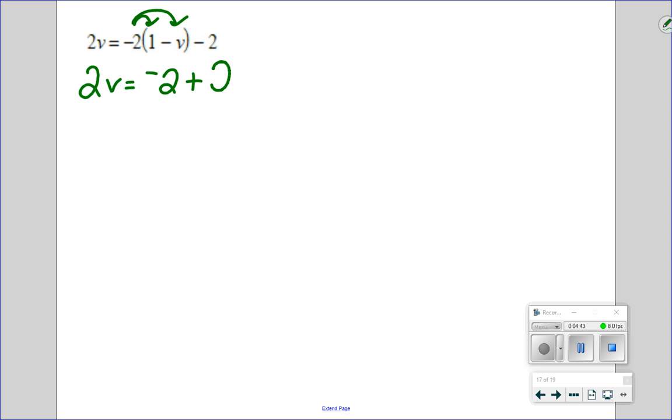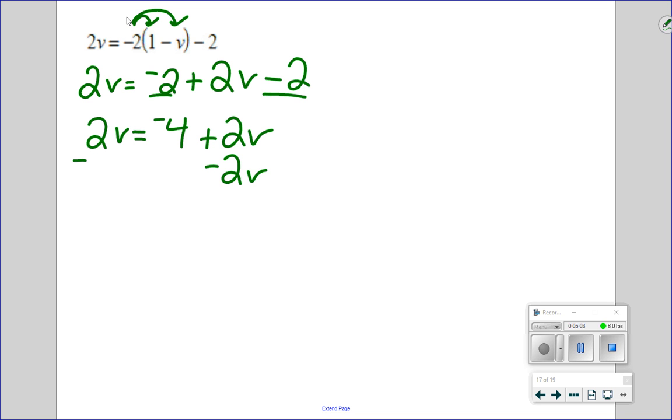Remember, you're distributing a negative, so that will become plus 2v, and then I still have a minus 2. After we distribute, I'm going to combine these two like terms, the negative 2 minus 2, and rewrite everything else, so that's minus 4, or negative 4. Okay, and now I'm going to get rid of the two v's. I'm going to subtract 2v from both sides. They cancel on both sides.